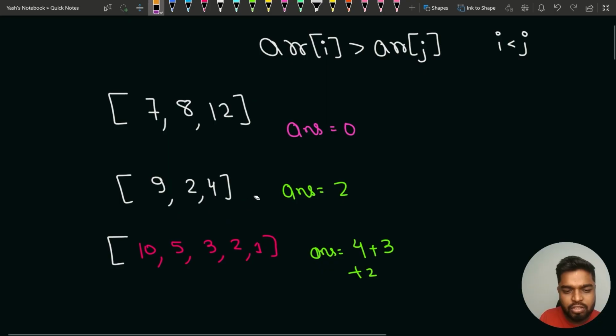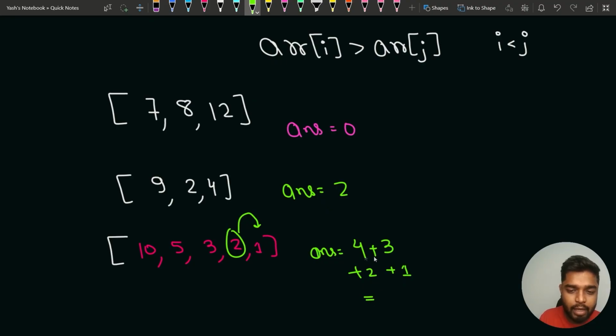And then if you go to the element 2, you can observe that it is greater than the element 1, so we need to add one more. Now if you add this up, what is the count that you get? 4 plus 3 plus 2 plus 1. This comes out as nothing but 10, because the sum of the inversions is 10 here.